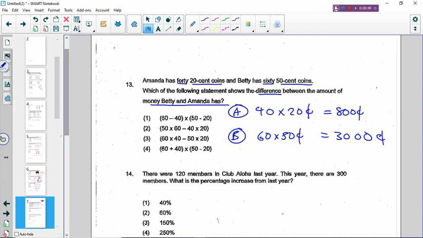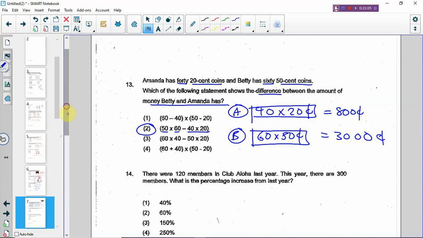So how do you find the difference? You take the bigger number and you minus the smaller number. So you should be taking 60 times 50 and then minus 40 times 20. Alright, so which one will give you 60 times 50? Well, there's a 50 times 60. It's the same. And then you minus 40 times 20, which is over here. So your answer must be number 2. Okay? Alright, let's go to number 14.